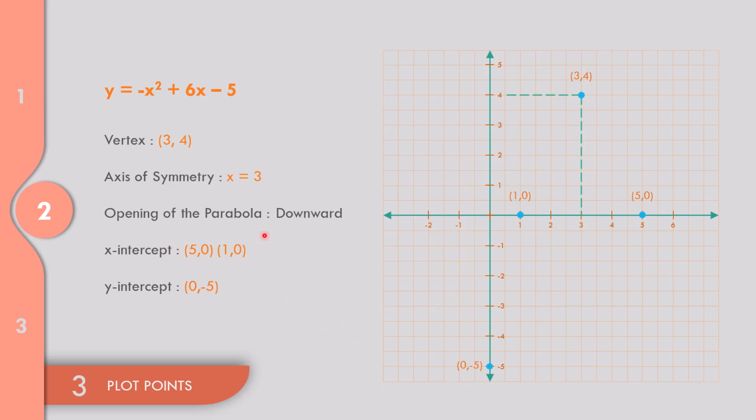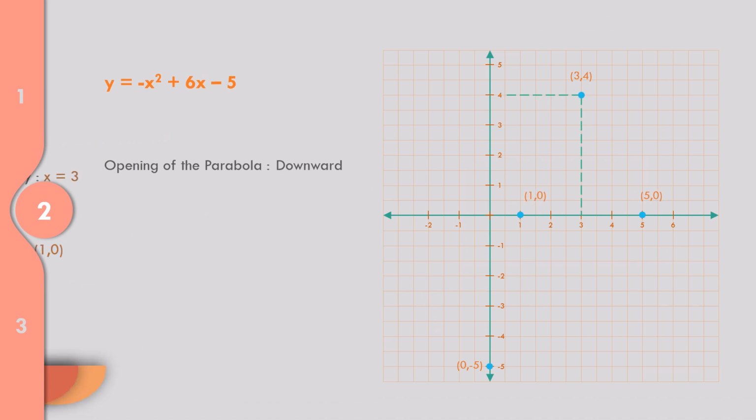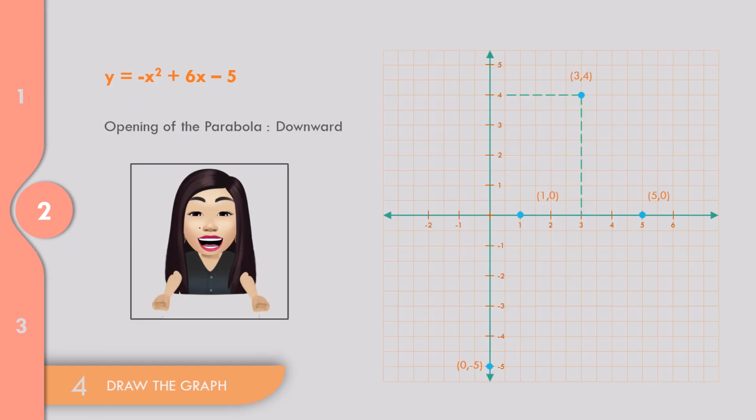So the opening of the parabola opens downward. So let us see what could be the graph now. So this will be the look of the graph if the graph opens downward. So let us plot or sketch the graph. So (0, -5), (1, 0), (3, 4), (5, 0). So the parabola opens downward.